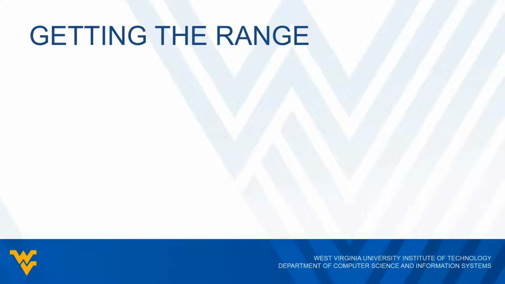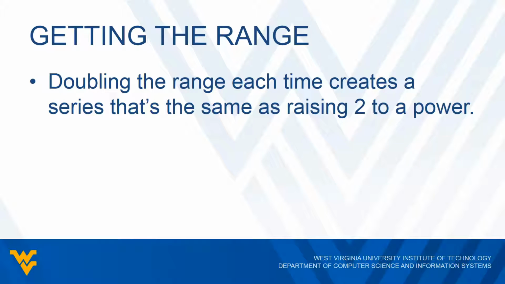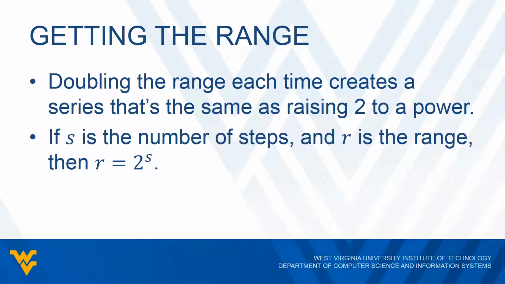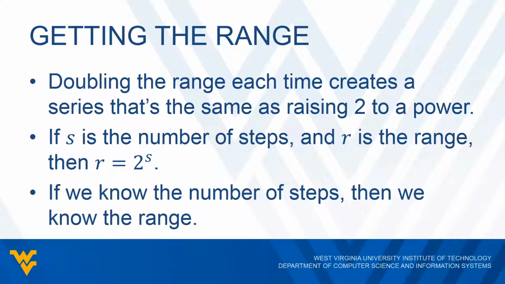What's interesting is that doubling the range each time actually creates this series of numbers. And this series of numbers is the same as raising 2 to some power. So we can express this as a formula. If s is the number of steps and let's say r is the range, then our formula is that r equals 2 to the power s. In other words, if we know the value of s, then we know the range by taking 2 and raising it to the power of the number of steps.